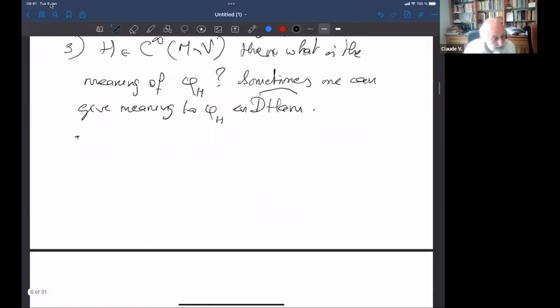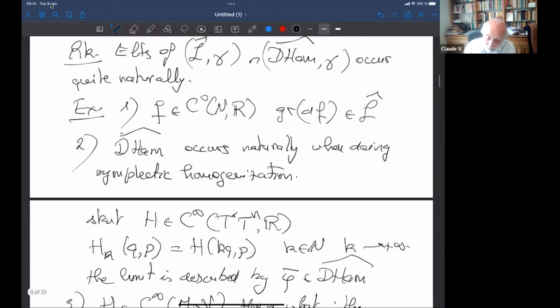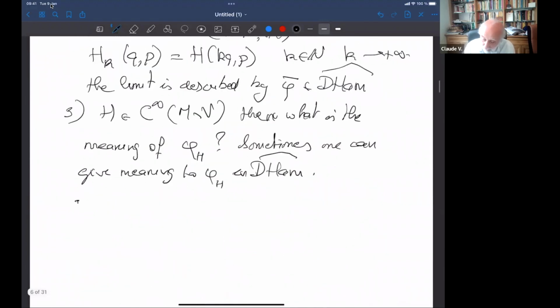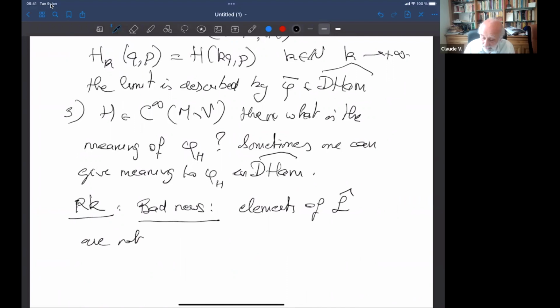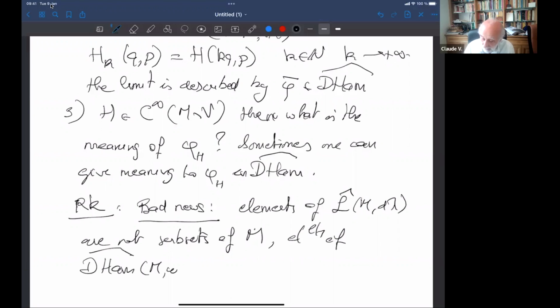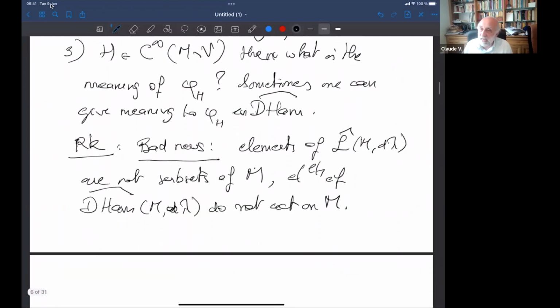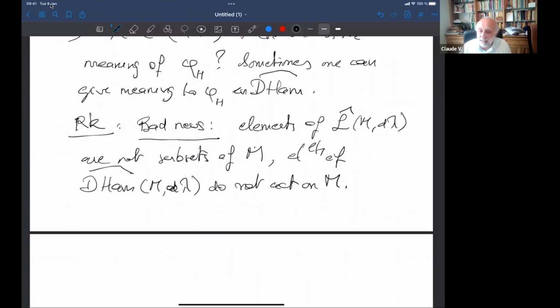Okay, now let's try to advance on this goal here. And before I go to the next section, the further remark I want to make is that there are good news and bad news. So the bad news is the following, that elements of L hat are not subsets of M, so let's say here (M, d lambda), and elements of d ham hat of (M, d lambda) do not act on M. So they are not spaces of maps. They're just abstractly defined as the completion of something. So they're Cauchy sequences up to some equivalence relation.